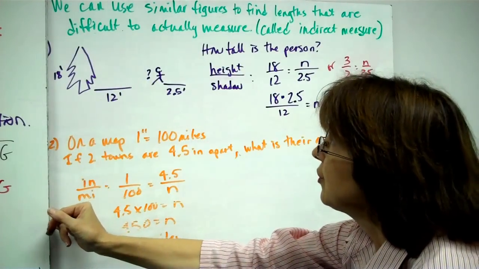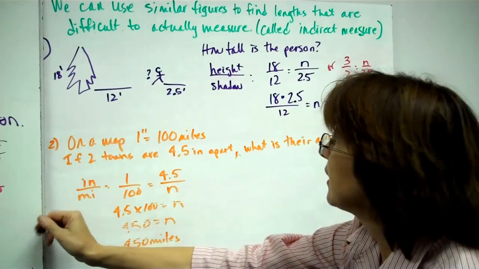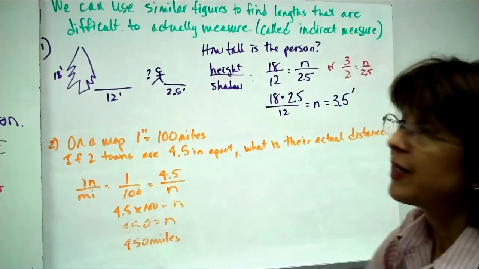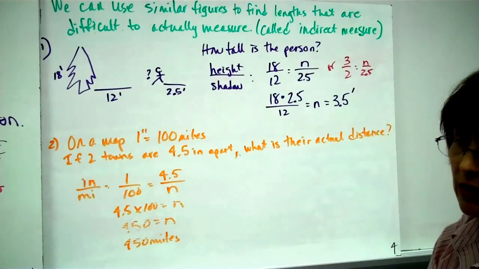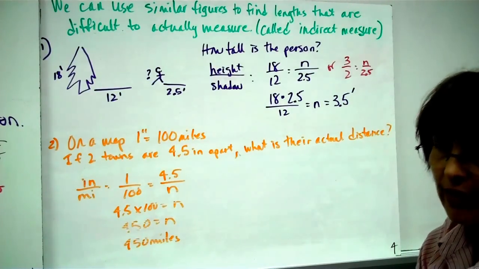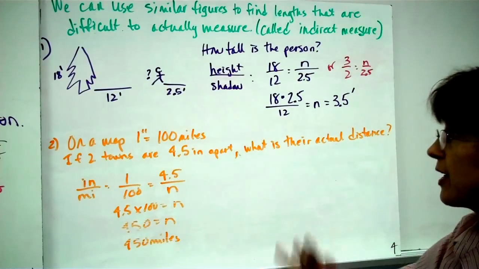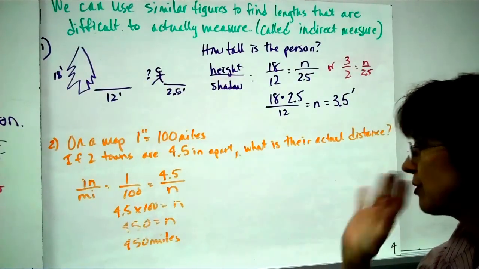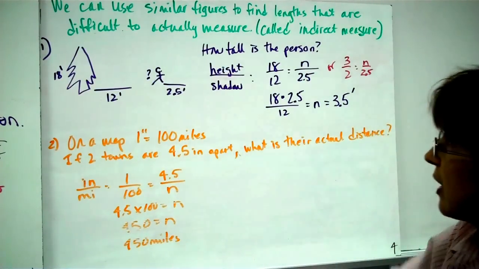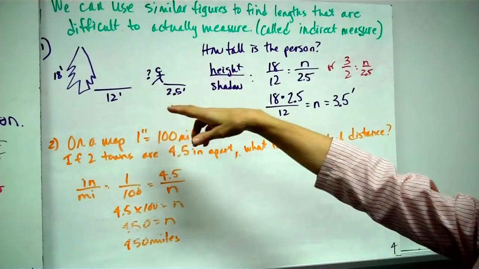All right. We can use similar figures to find lengths that are pretty difficult to measure. Sailors use this when they're out at sea to see how distant the shore is. There are a lot of very geometrical applications to this in real life. But we're just going to do a little tree and a person, okay?